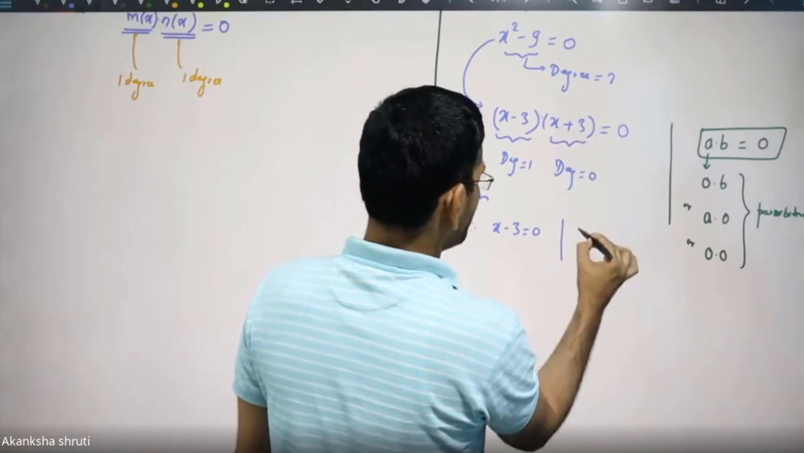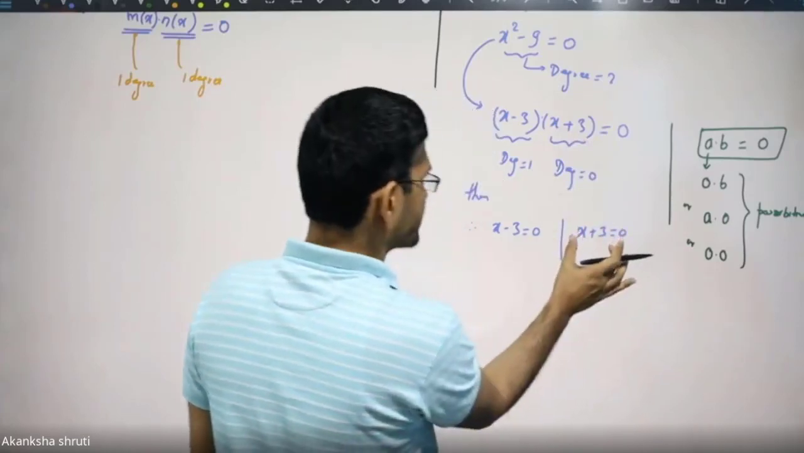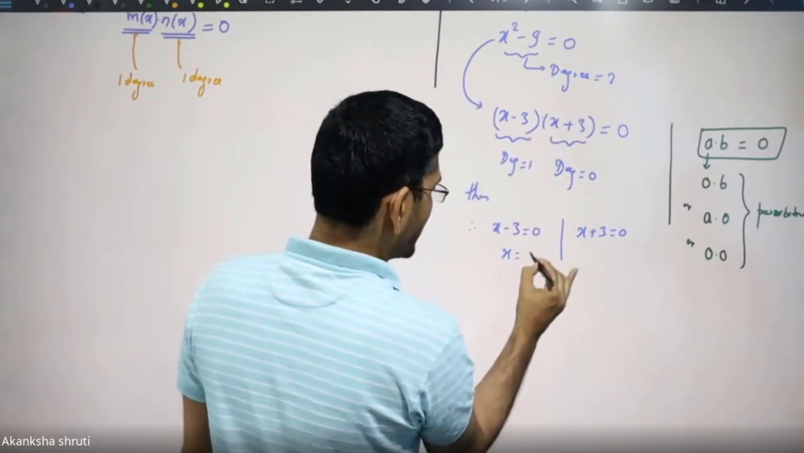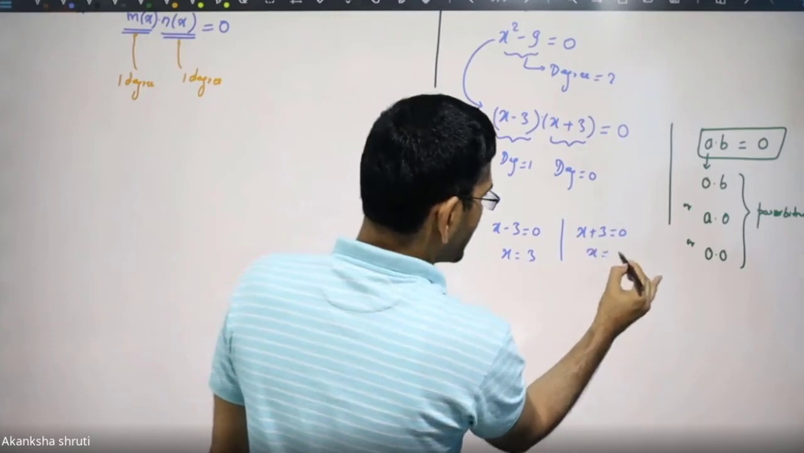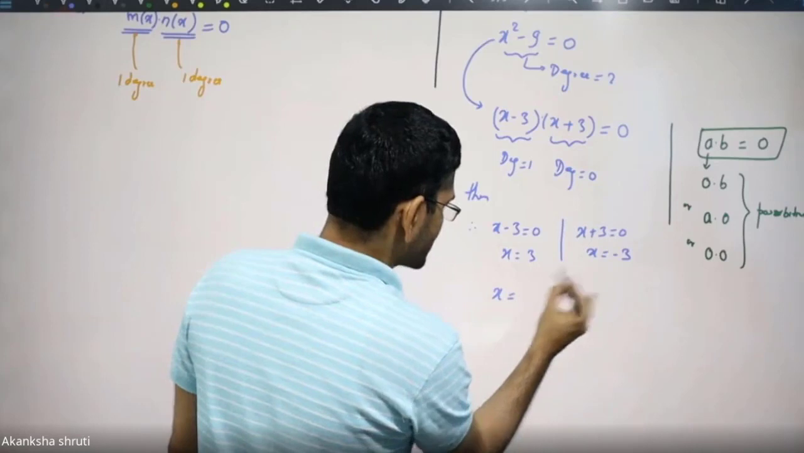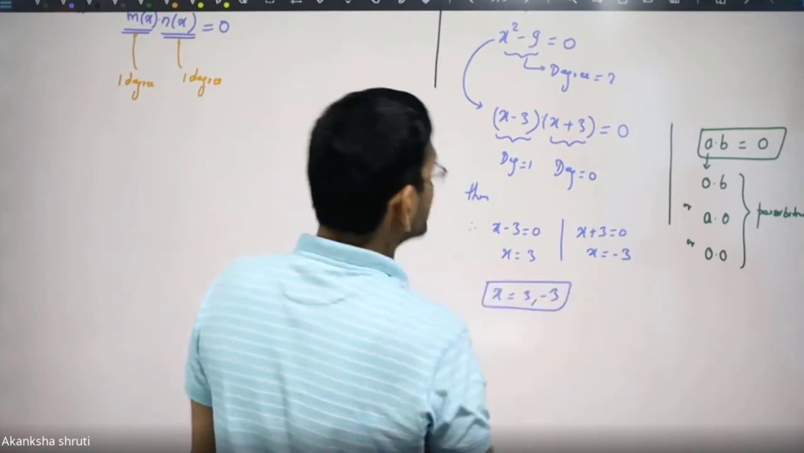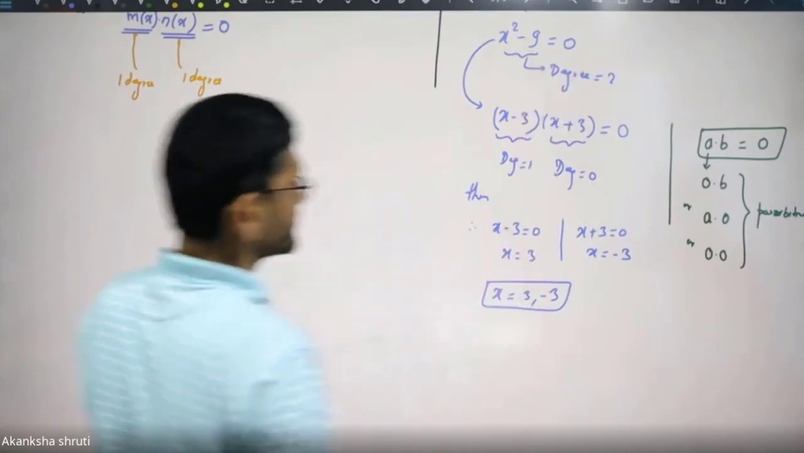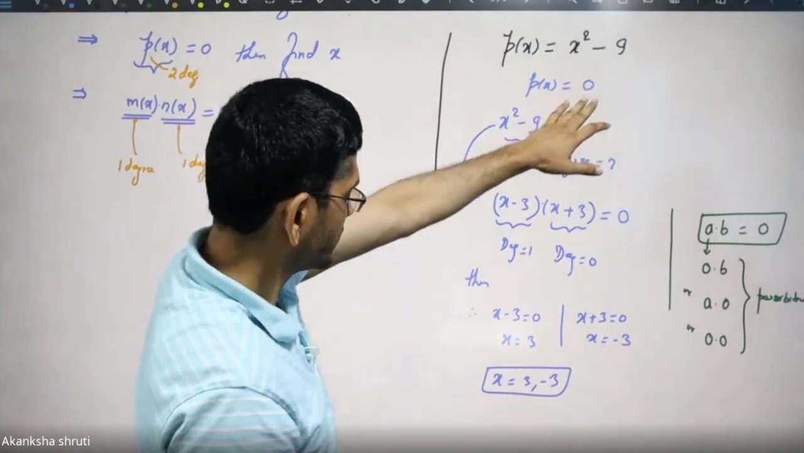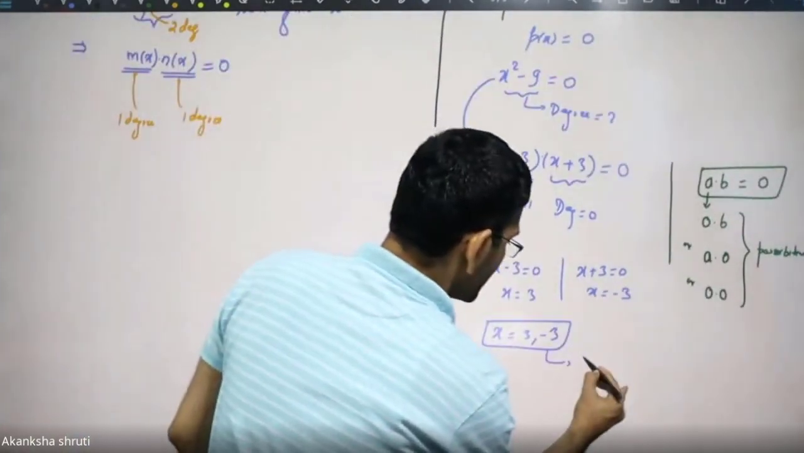So take the second part, x plus 3 is 0. These two equations that we are getting from the single equation are solved independently. So this becomes minus 3. Whatever x values we have calculated have to be collected together. So these are the possible values of x which satisfy this p(x) when it is equated to 0. Okay, so these were the zeros.